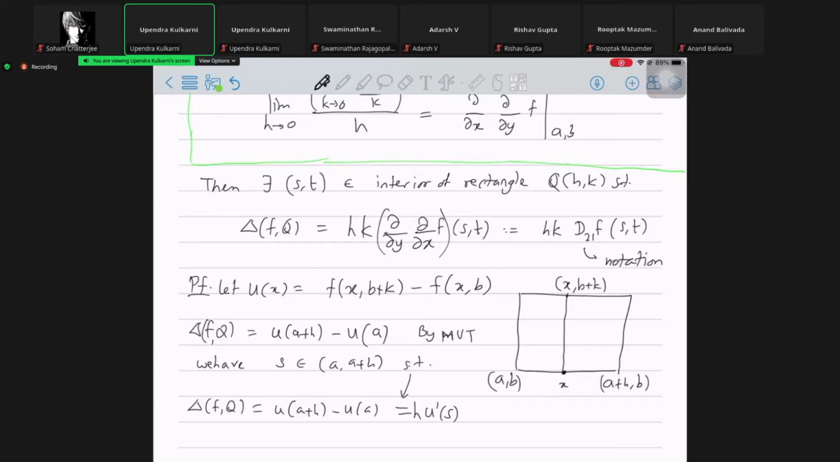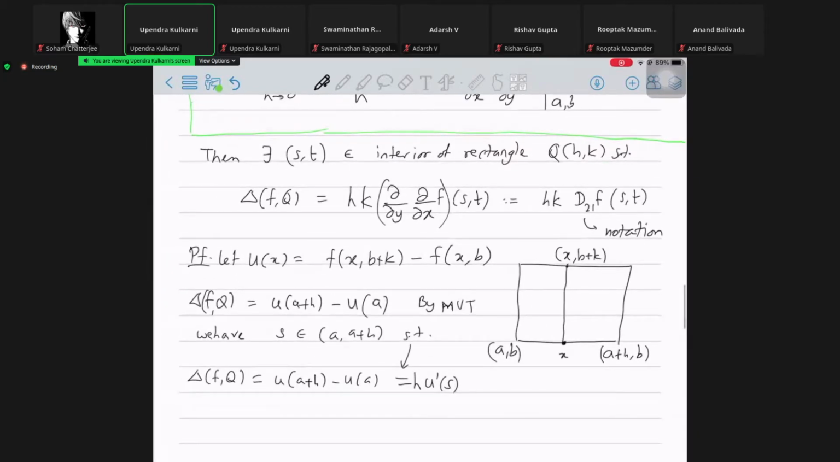So that means I have to take the derivative of the first term regarded as a function of x, and I have to take the derivative of the second term regarded as a function of x, and subtract. So what are these two things? So this is h times, what is u prime? What is the first term? You see, the first term is f of (x, b plus k), right? And I have to take the derivative of that quantity as x varies, and I have to take that derivative at s. In other words, what is that thing?